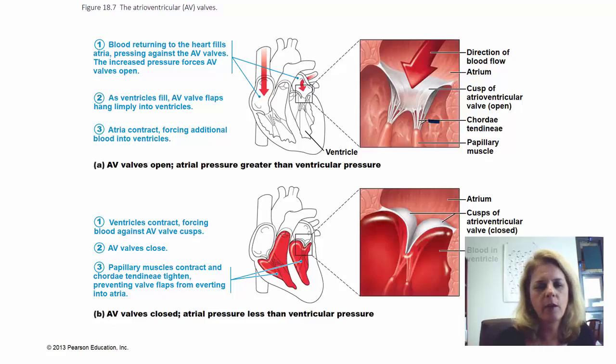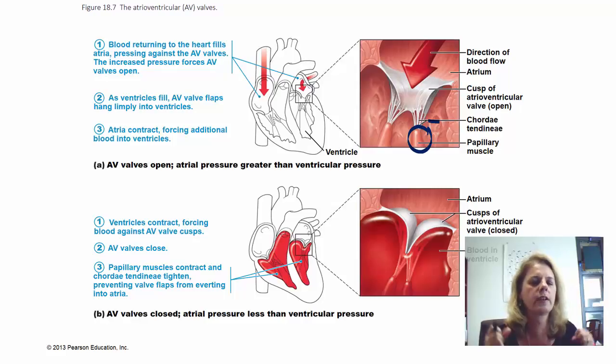You may have heard, if you like Harry Potter and they have dragon heartstrings, those are actually the little chordae tendineae. And they attach to papillary muscles. So think of these as almost like parachute cords that hold those valves in place.